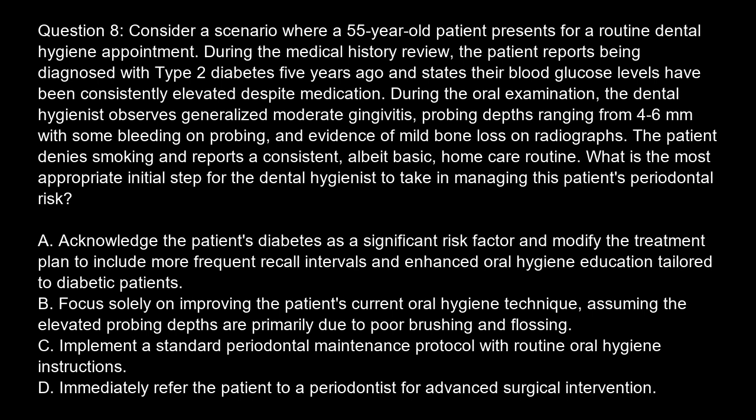What is the most appropriate initial step for the dental hygienist to take in managing this patient's periodontal risk? Option A. Acknowledge the patient's diabetes as a significant risk factor and modify the treatment plan to include more frequent recall intervals and enhanced oral hygiene education tailored to diabetic patients. Option B. Focus solely on improving the patient's current oral hygiene technique, assuming the elevated probing depths are primarily due to poor brushing and flossing. Option C. Implement a standard periodontal maintenance protocol with routine oral hygiene instructions. Option D. Immediately refer the patient to a periodontist for advanced surgical intervention.